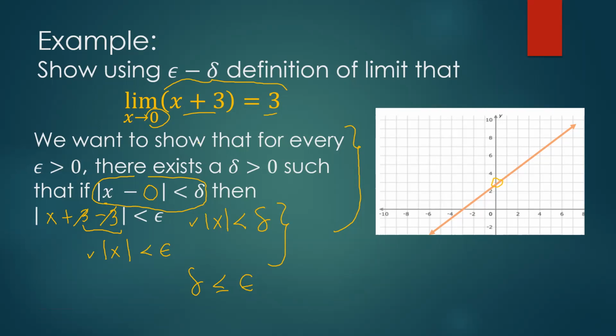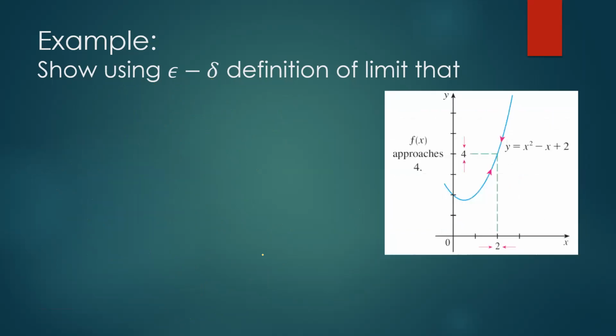Okay. So you have proven, using the epsilon-delta definition, that the limit of x plus 3 as x approaches 0 is indeed equal to 3. So, this is our relationship. Okay, this is simpler because it's just a linear function. It's easy to get the relationship of delta with epsilon. Now, what about our quadratic from earlier?